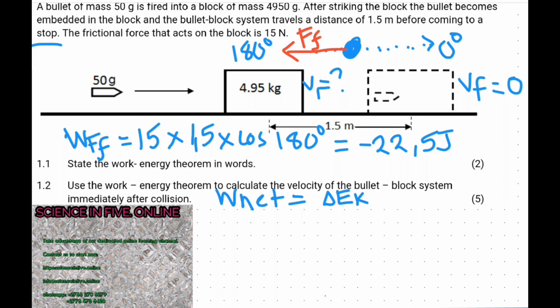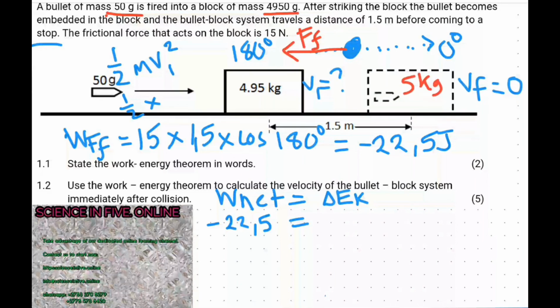So, negative 22,5 is now equal to the final kinetic energy will be 0. Okay? We know that kinetic energy is half mv squared. So the initial kinetic energy will be half mvi squared. This is a half times. Now the mass of the block and bullet system, we're going to have to add them together. We're going to add the 50 grams and the 4,950 grams. That becomes 5,000 grams, which is 5 kg.